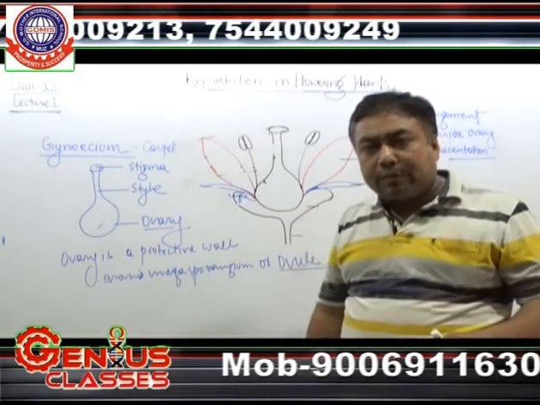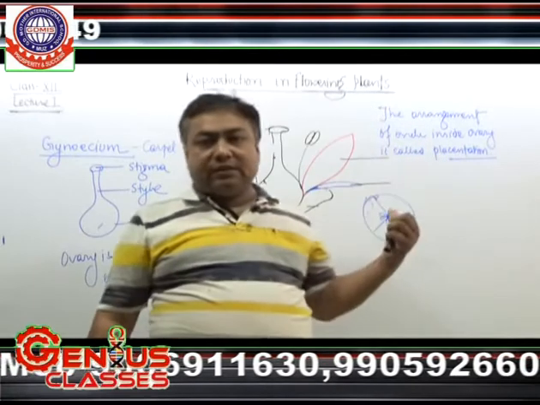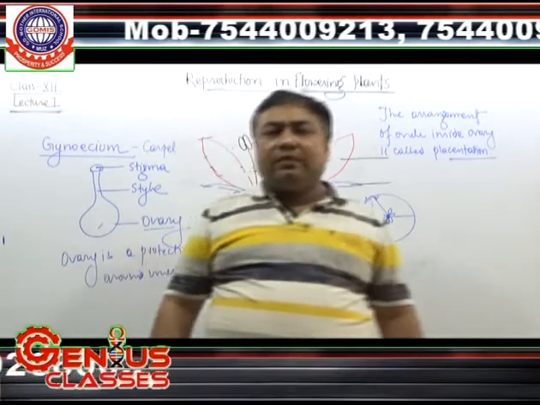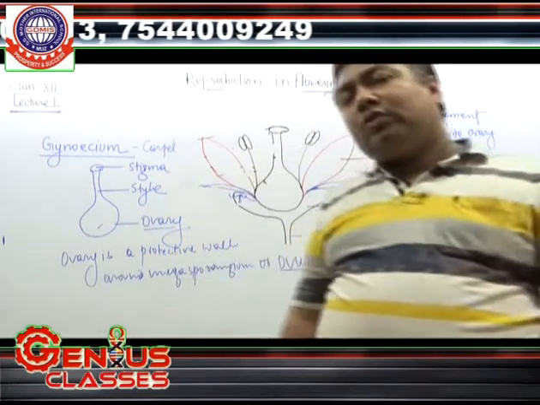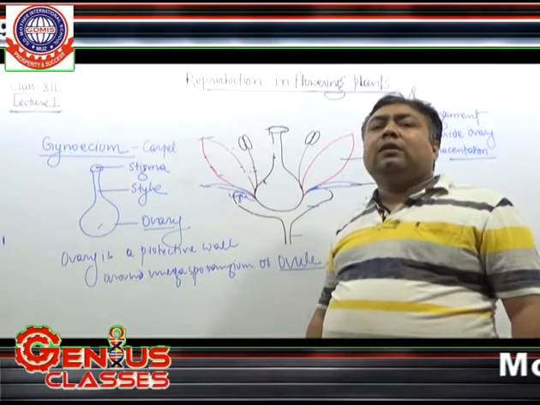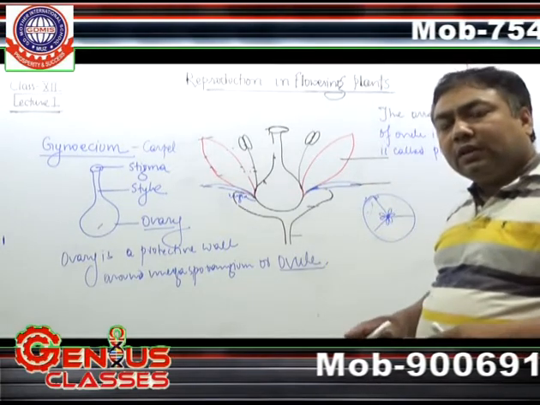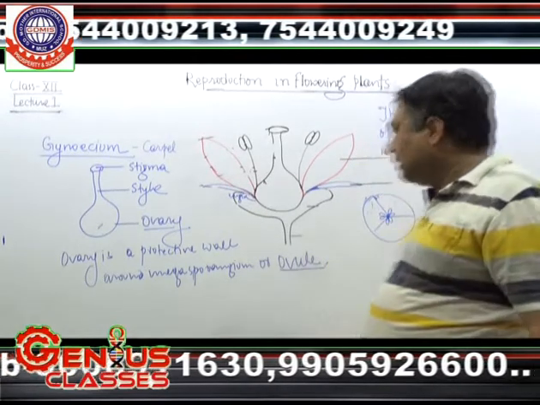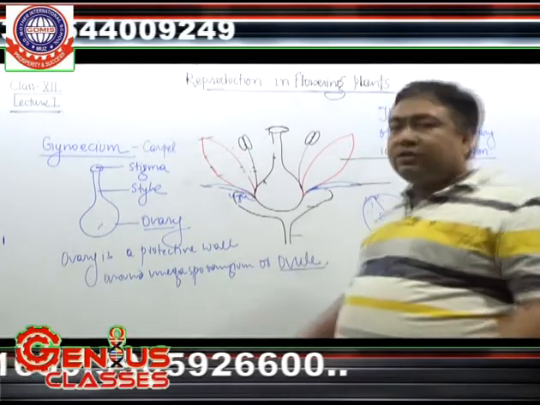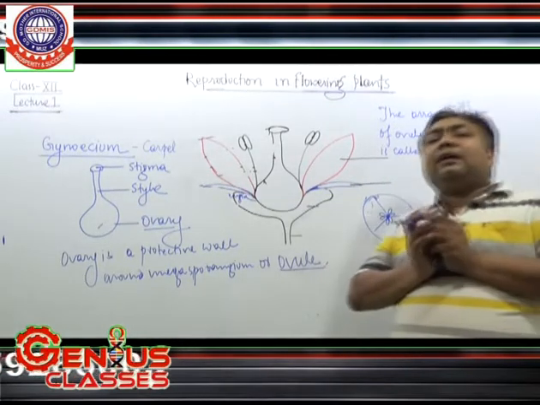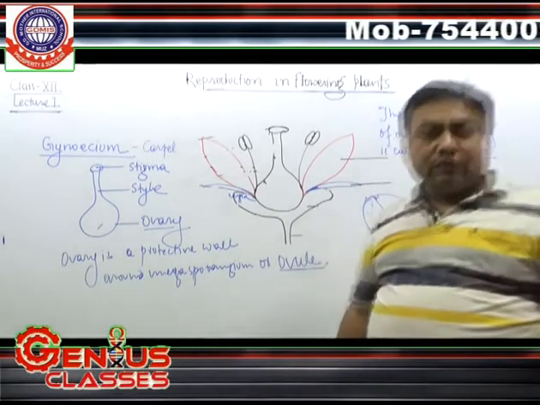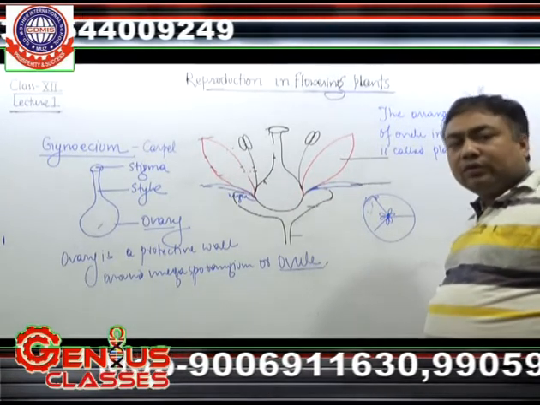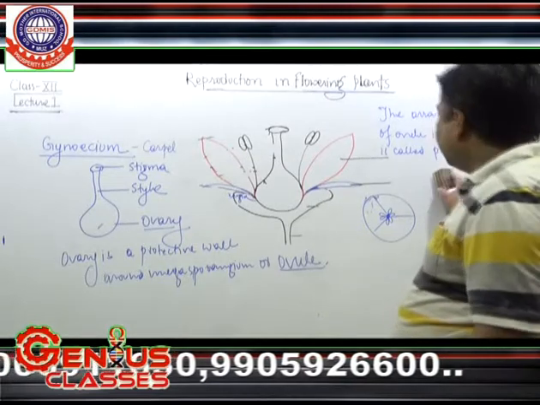So there are many types of placentation. That may be axile placentation as it is here on the board, parietal placentation, basal placentation, free central placentation. Such types of arrangement are called placentation. The arrangement of ovules inside the ovary is called placentation. Now we will see the structure, how ovules are attached and what is the structure of an ovule. You can see here the ovule is attached by a stalk-like structure which is called funicle. So we will see it.